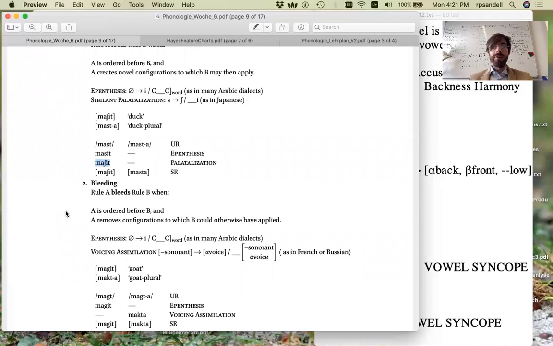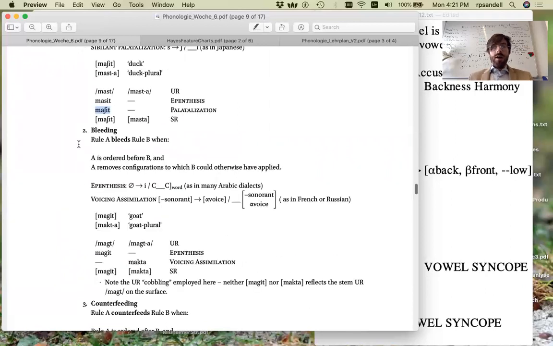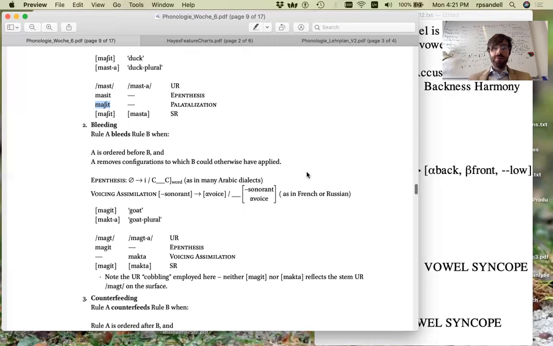Let's move to the next possibility, bleeding. In a bleeding relationship, we say that rule A bleeds rule B when rule A occurs prior to rule B, and rule A removes configurations to which B could have otherwise applied.